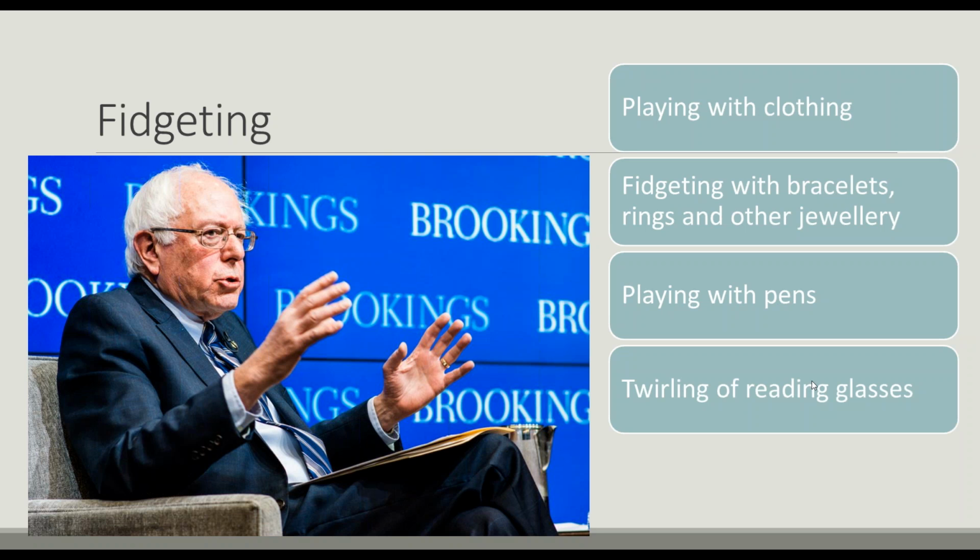Twirling of reading glasses. I need glasses and the twirling. So if you need glasses to read notes, I don't need glasses to present. So when I'm presenting, I don't present without glasses and I generally don't use notes.